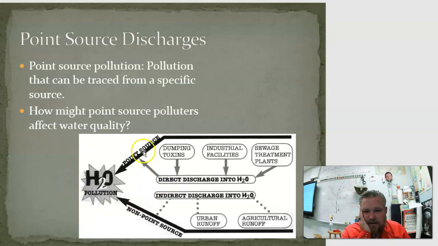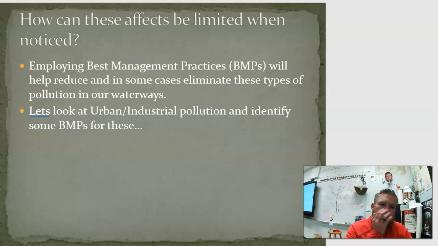This is just a graphic showing how direct discharges, so point source pollution and that kind of stuff, can cause water quality problems. Anytime we dump something straight into water, typically it's going to affect the chemistry of the water, and it usually affects oxygen, and if we affect oxygen, then that affects wildlife in there. So the best management practices were things that we could use to limit those pollutions in our waterways.